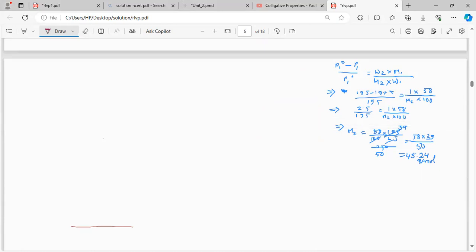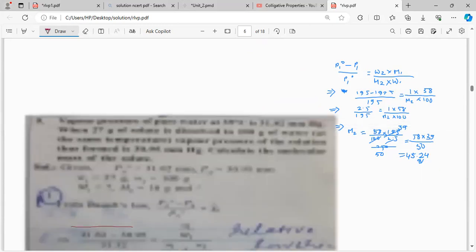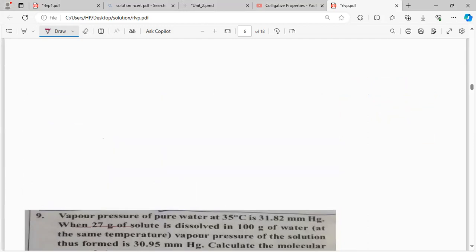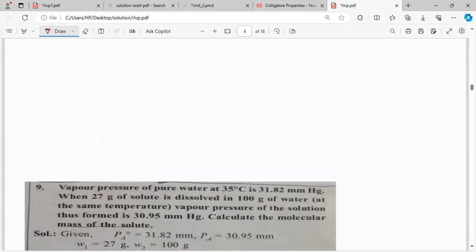So I think you understood this topic properly. Can you do one more? Yes. Okay, do it. So pure water 35%. Water is a solvent.